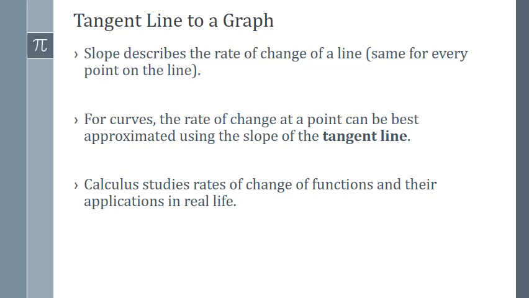Remember that a tangent line touches a graph only once locally. It actually can cross through more than one time further out in the graph, when we talk about end behavior. But we're going to be using tangent lines to estimate slopes, and they're important because in calculus we use rates of change to look at applications in real life functions.